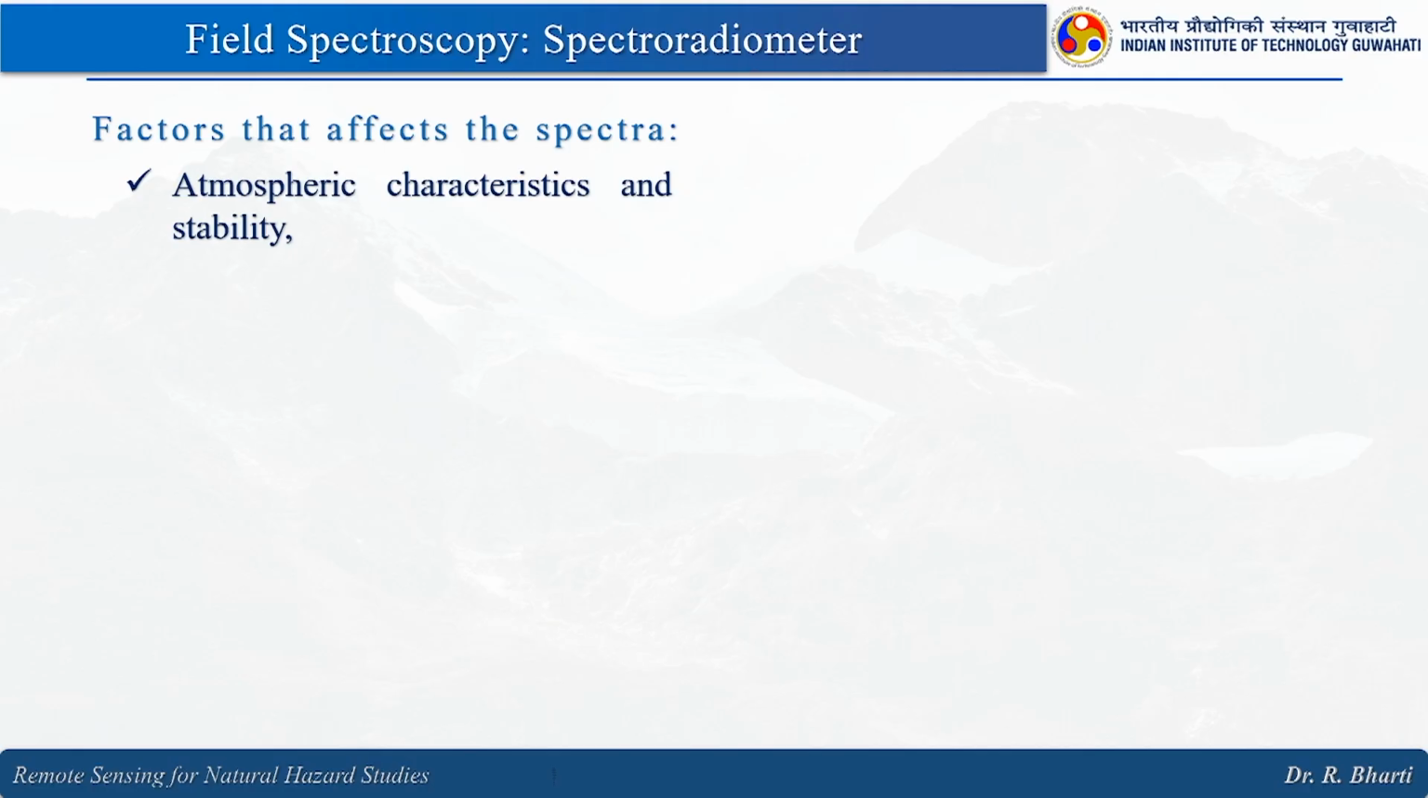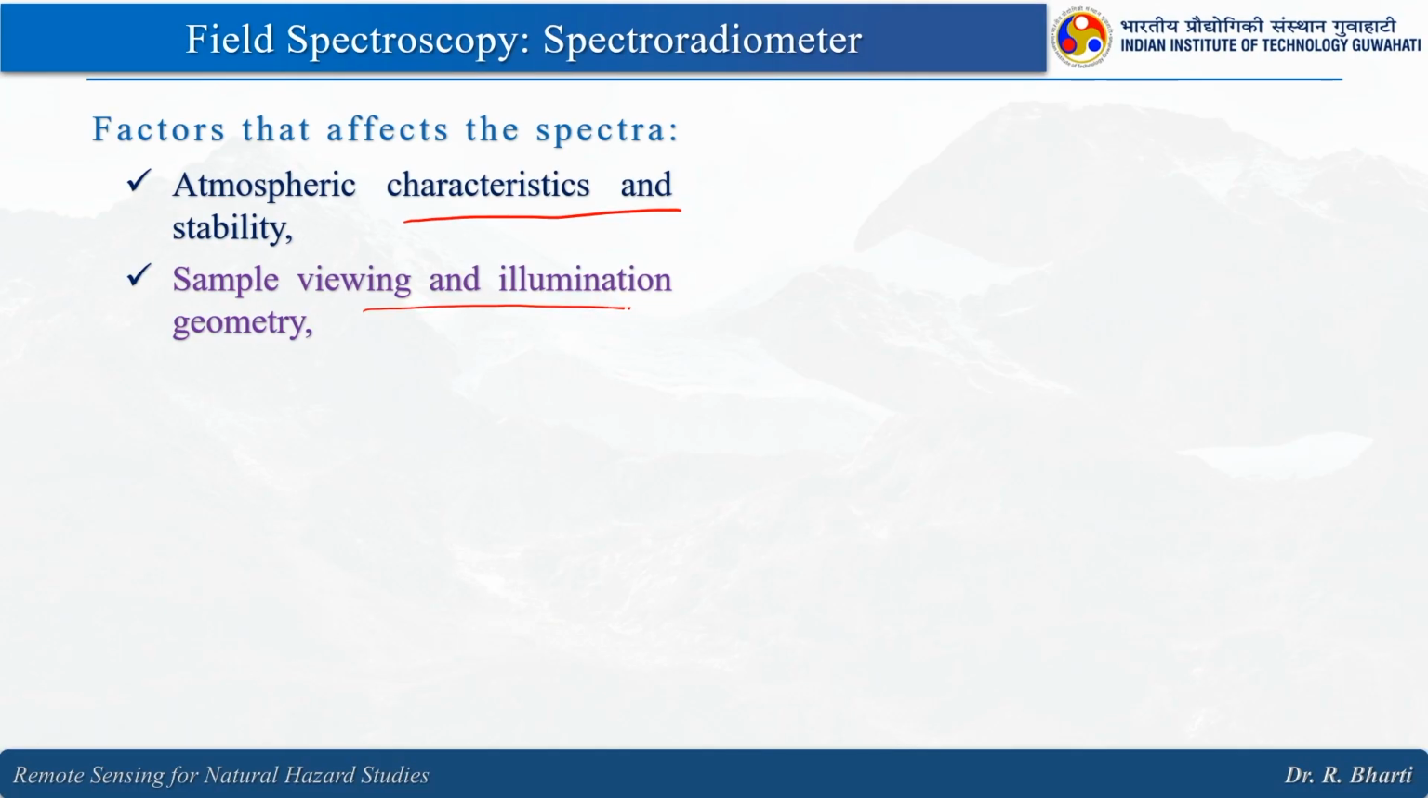Now, factors that affect the spectral measurement. First, atmospheric characteristic and stability, because when we go to the field with a spectroradiometer to measure the spectra, we try to see what parameters can influence the measurement. The atmospheric characteristic is one of them, because every moment it is changing, clouds are moving from one place to another. So, the irradiance coming from the sun will be changing very frequently, and the wind speed will also affect your measurement.